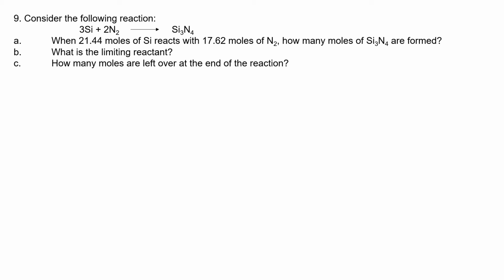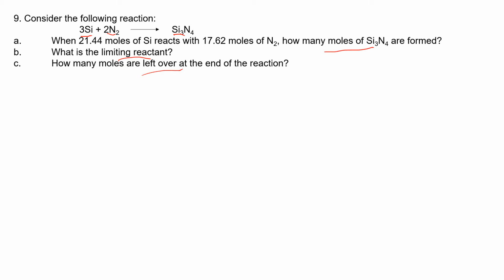Okay, question 9. Consider the following reaction. So you have 3 moles of silicon react with 2 molecules of nitrogen to produce 1 mole of Si3N4. So A, when 21.44 moles of silicon react with 17.62 moles of nitrogen, how many moles of Si3N4 are formed? B, you have to find the limiting reactant, and C, you have to calculate how many moles are left over at the end of the reaction.